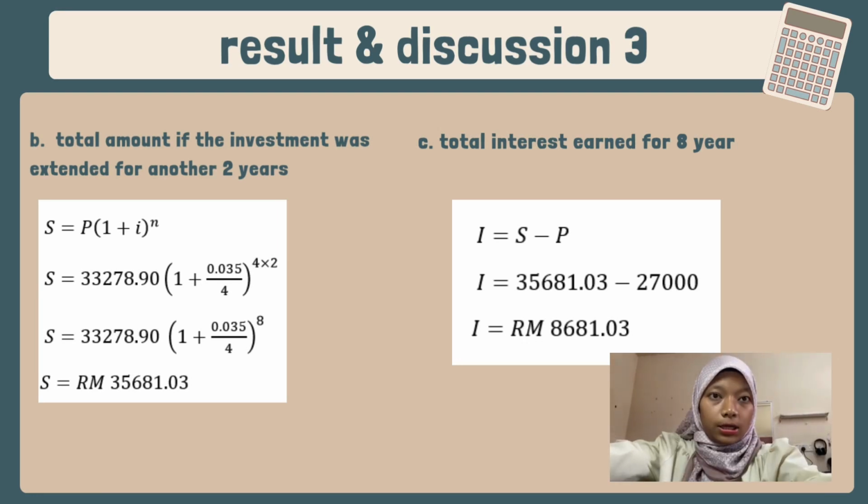To find the total interest for 8 years, the formula is I = S - P. I = 35,681 ringgit 3 cents minus 27,000 ringgit. So the total interest for 8 years is 8,681 ringgit 3 cents.